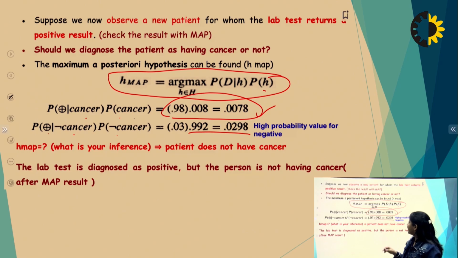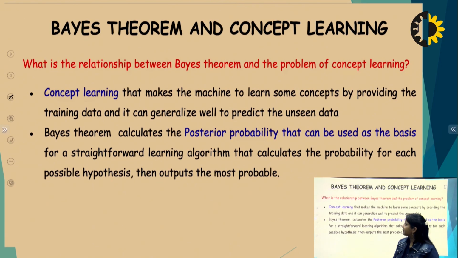So we will find this value. The high probability value is for negative. It means the lab test is giving a false result, because if the patient has a positive result, then the probability of not having cancer is highest, meaning the patient does not have cancer even if the result is positive. Fine. So this is the result, and here we can apply the maximum a posteriori hypothesis.